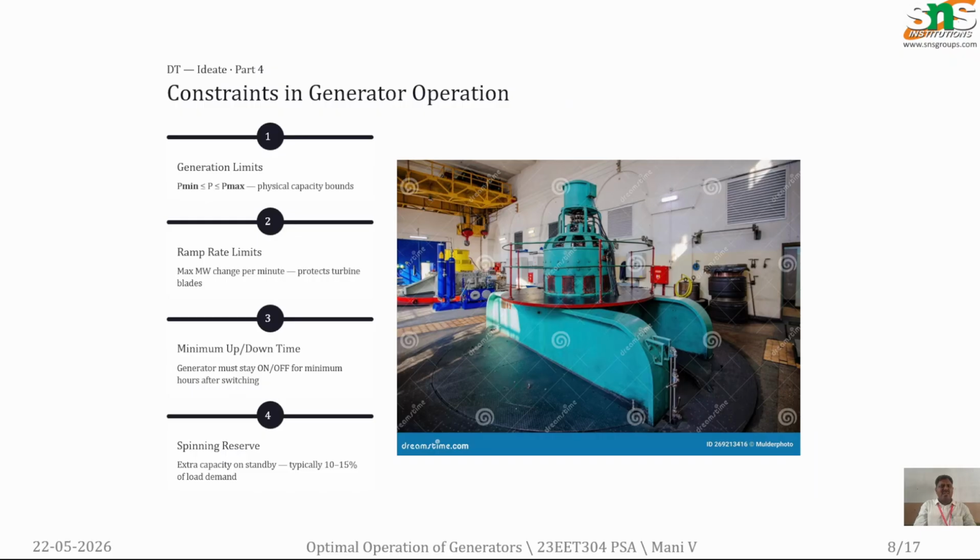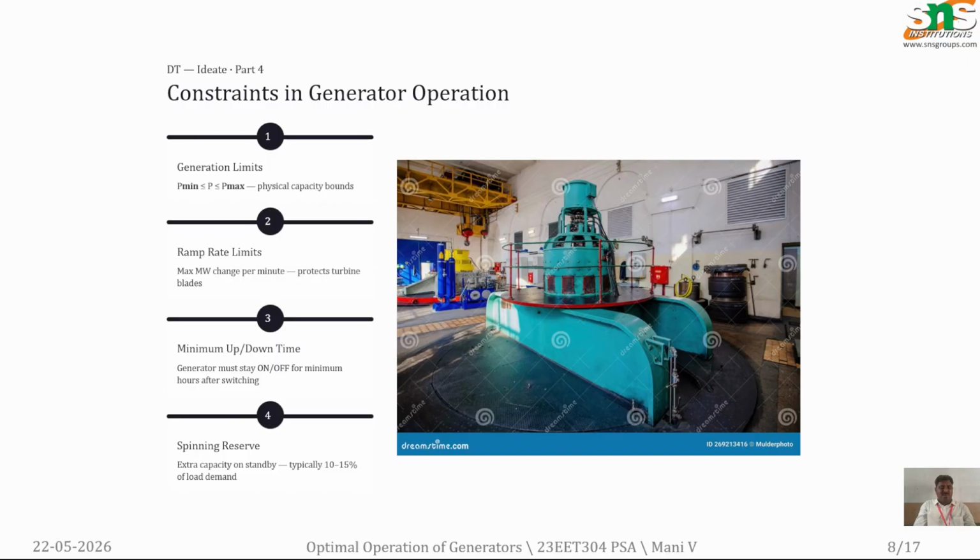So here the constraint, the generator limit, should be between the minimum and maximum value. It should not exceed the value. And the ramp rate is the maximum megawatt change per minute, which is used to protect the turbine blades. And also the minimum uptime and downtime. The generator must stay on for a minimum number of hours after switching. Also, the generator must be off for a minimum number of hours after switching. This is to save the cost.